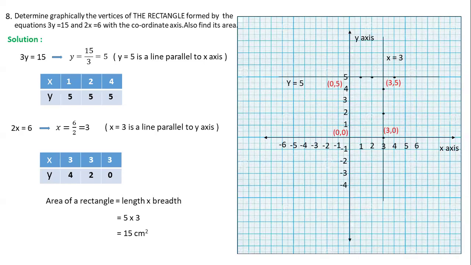Clear? So with this, all the types have been taken. Suppose it's with the coordinate axes. You connect with the coordinate axes and see what figure is formed, and accordingly you have to write the coordinates.